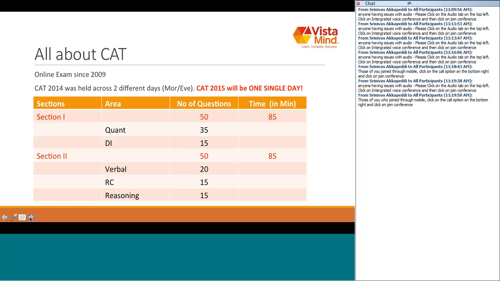Again, I said there are only two possibilities that I expect. One, the paper will remain similar to last year in terms of difficulty level, or it might become a wee bit more difficult than last year. I do not expect it to be too difficult at all. In fact, we are reworking some of our smart cats, which are our mock cats, to reflect the levels of difficulty we expect in CAT 2015 also.